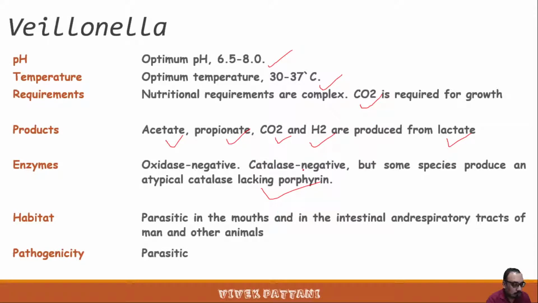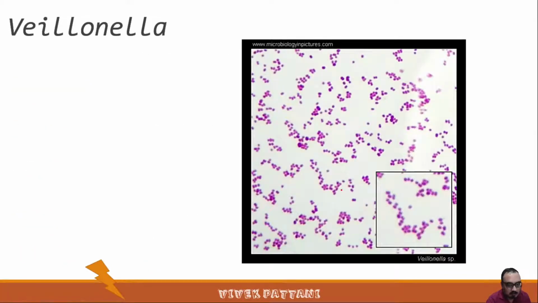And pathogenicity: they are parasitic to human beings as well as various other ruminants. This one is a photograph of Veillonella cocci. They are very small in size.